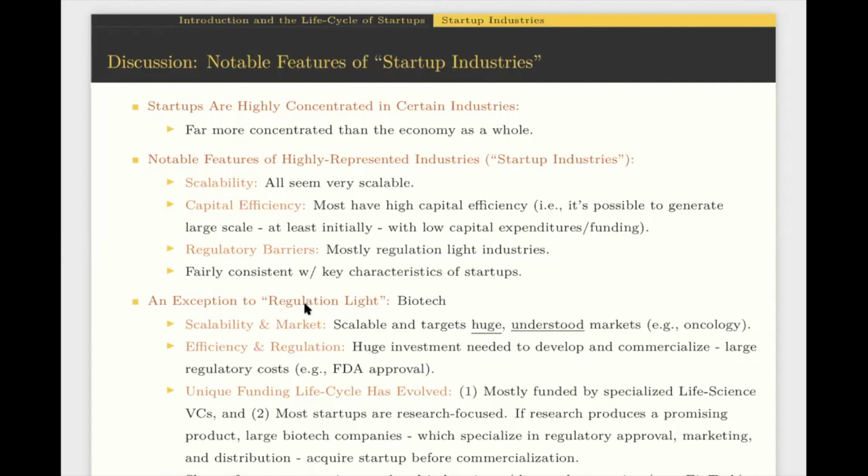So another thing I should point out about regulation light, there has been an increase in the amount of startup activity in other regulated sectors as well. One example of this being fintech. But again, for the most part, the industries that have startup activity do tend to be capital efficient with low regulatory barriers, right? Biotech just being the most prominent exception to that pattern.